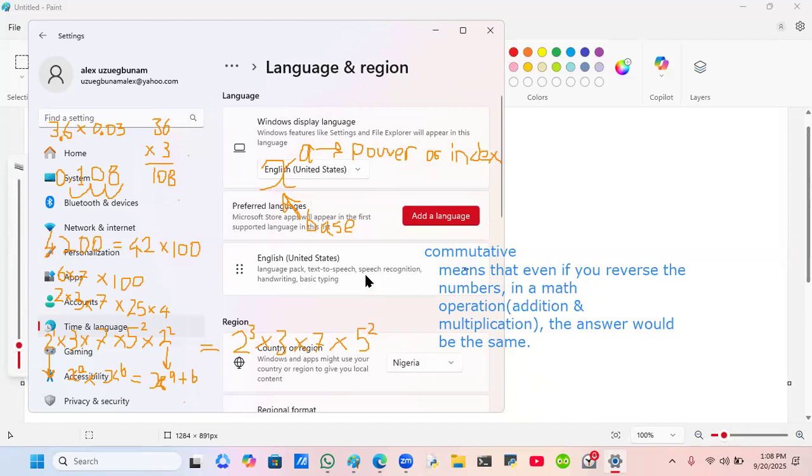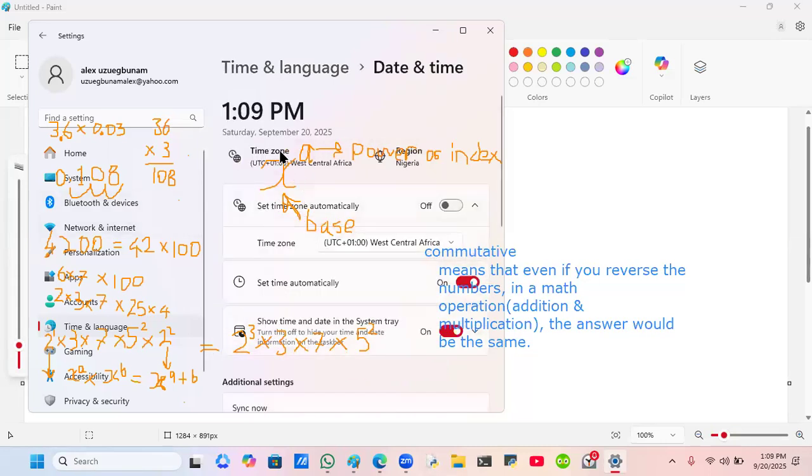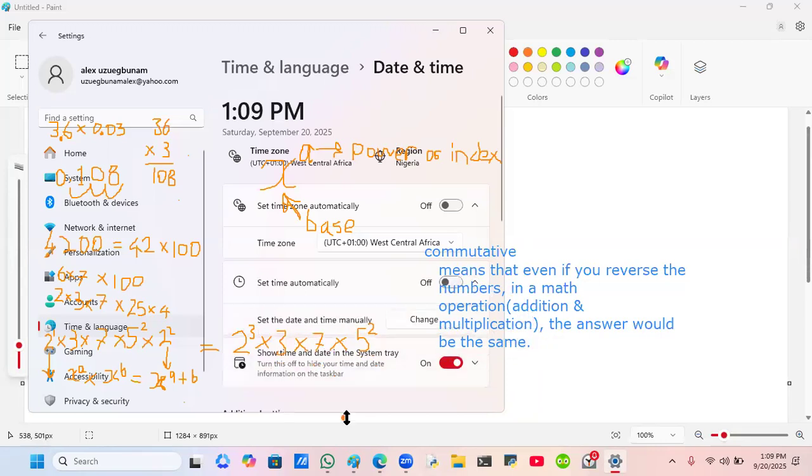So go back. No, you don't need to change that one. Go back to the place where we saw time zone. Then scroll down to time zone. Click on time zone. Go to set time automatically. Click on it too. No, I said don't do that. Yes, undo that. Yes, remove that one. So it will allow you to sync the time.